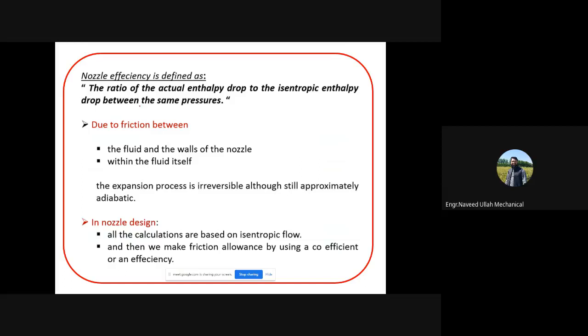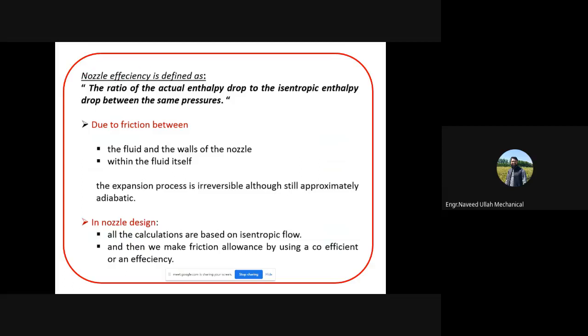So nozzle at the design condition and nozzle off the design conditions. We discussed these things, okay, and I also told you that ideally we should have the nozzle on the design condition, but sometimes we deliberately have the nozzle off the design condition, and I gave you the example of an under expanded nozzle in the case of the rocket initial firing, okay, right.